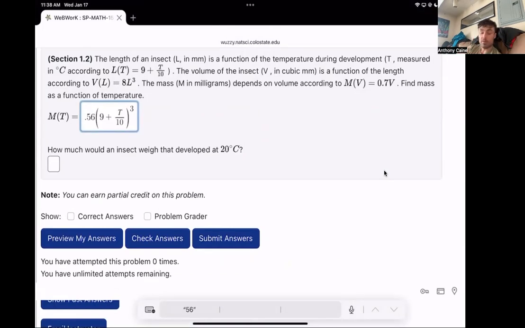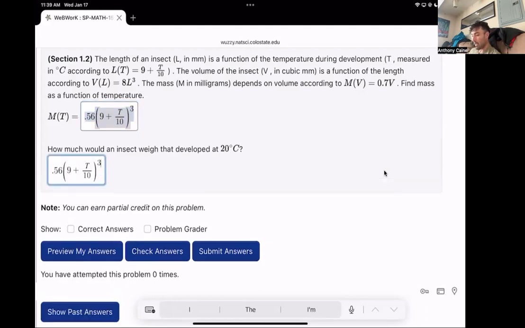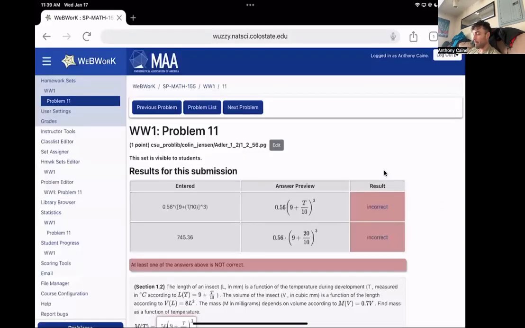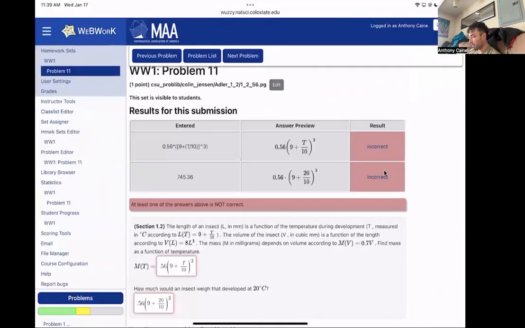And okay, here's what I love about WebWork. Work smarter, not harder. So let's select all, copy, and paste. And let's just change this t to 20 because that's what it is. Yeah, I just said that's what I love about WebWork. And then here we are. Ridiculous. Okay, at least one is not right.